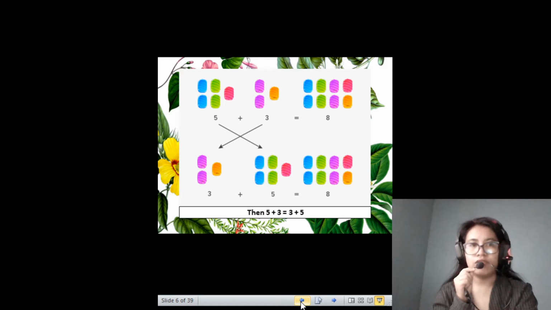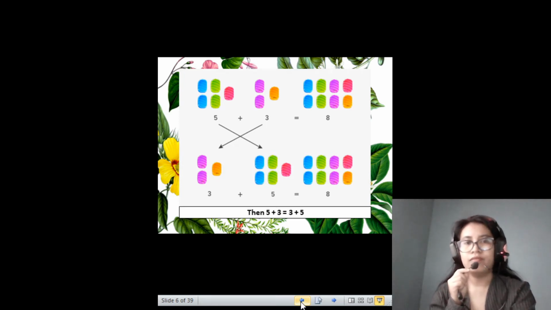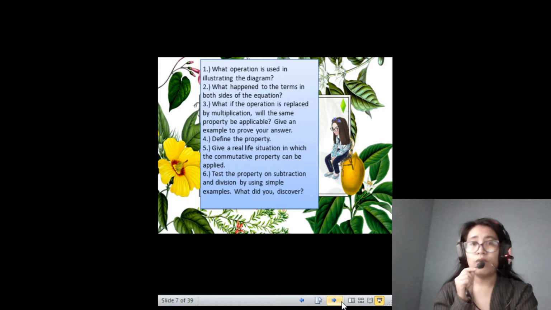Take a look at this illustration. We have 5 plus 3 equals 8. 3 plus 5 equals 8. I have the following questions for that illustration. First, what operation is used in illustrating the diagram? Second, what happened to the terms in both sides of the equation? Third, what if the operation is replaced by multiplication? Will the same property be applicable? Give an example to prove your answer.